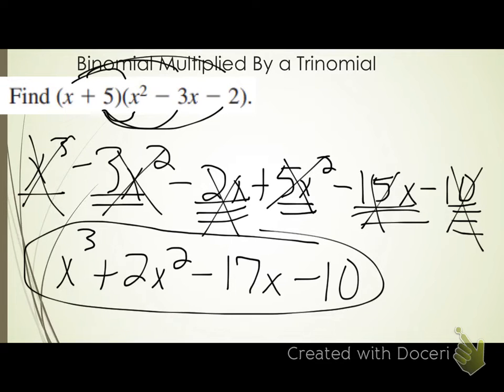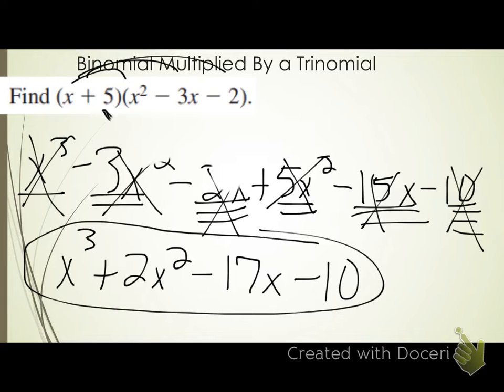But how is it in standard form? Because my exponents are decreasing from left to right, from 3 to 2 and then on down. It doesn't have to be the actual coefficient number. We're just looking at the exponents for standard form, and whatever coefficient is there just stays with it. Questions on binomial multiplied by trinomial?